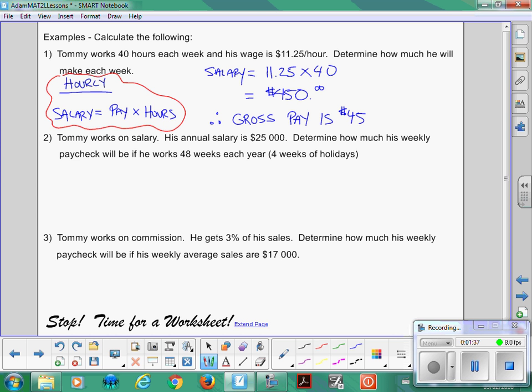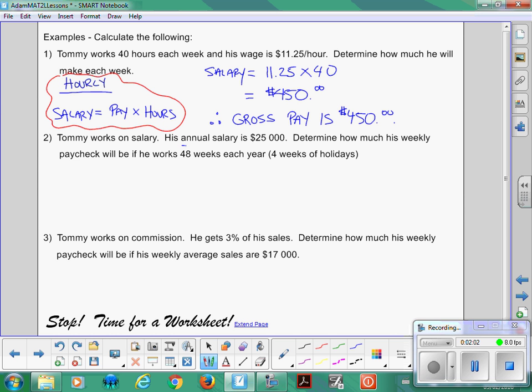So if you're interested to know what gross pay is right now, ask your teacher after the video and just get a feel for that. But remember, every paycheck, for those that have part-time jobs, you already know this, a certain amount of money is taken by the government for a variety of reasons. So, all right. So Tommy, 40-hour week, $11.25 an hour. That's what he makes. Now, what happens if Tommy works on salary?